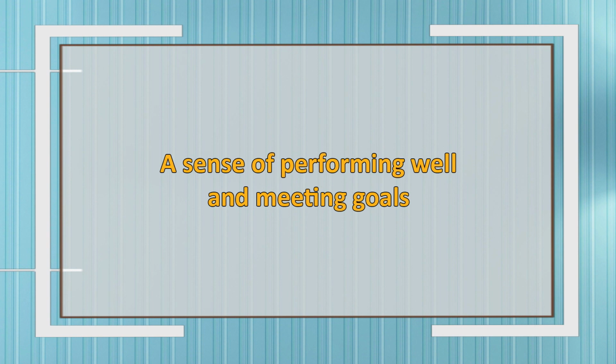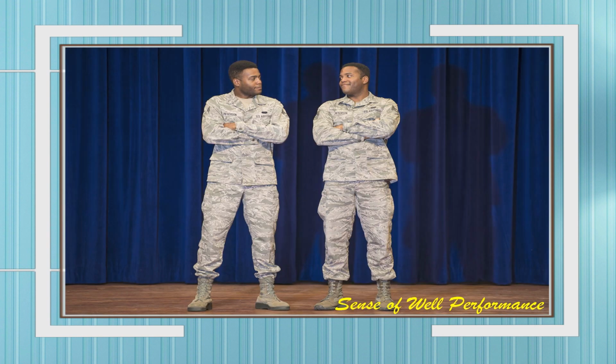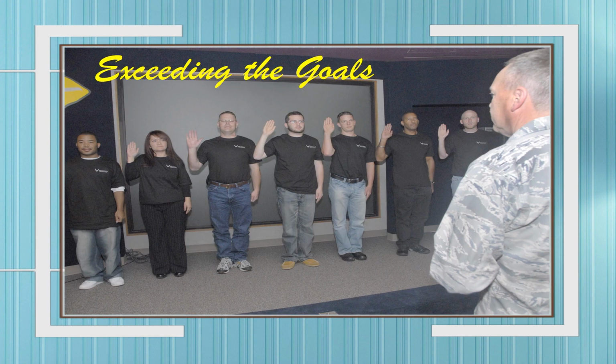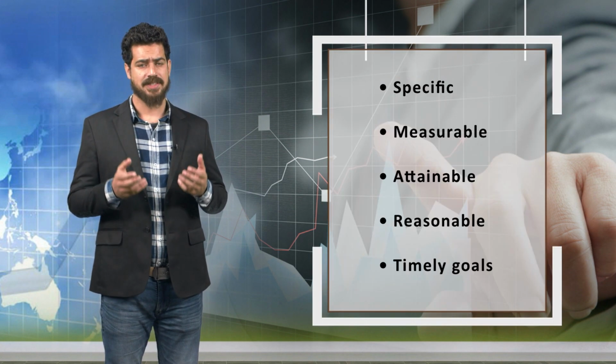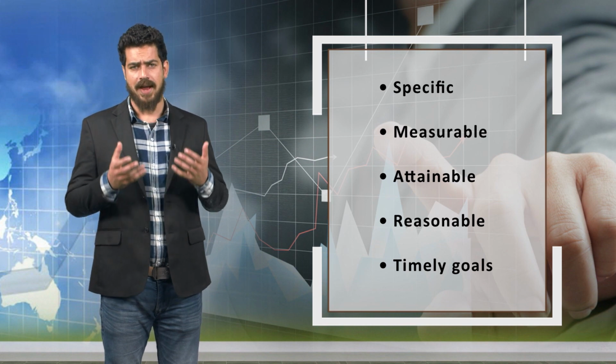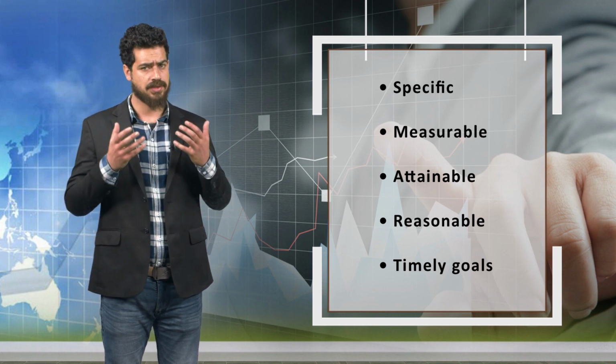Seventh is a sense of performing well and meeting goals. An individual must believe that he or she is capable of performing well at work and exceeding the goals that he or she set. In order to perform well at work, employees should strive to set SMART goals. By SMART, we mean specific, measurable, attainable, reasonable, and timely goals.